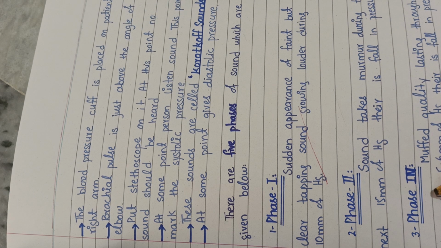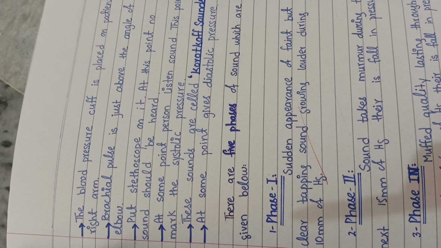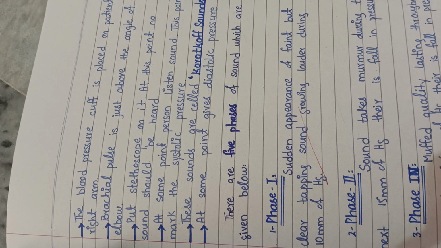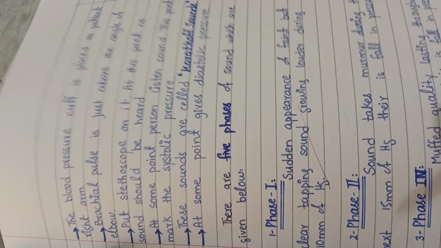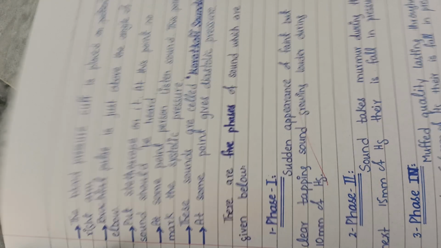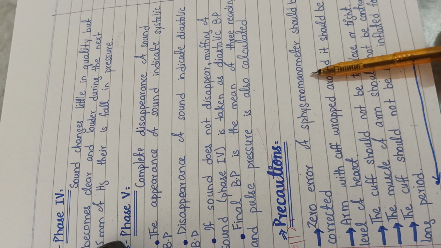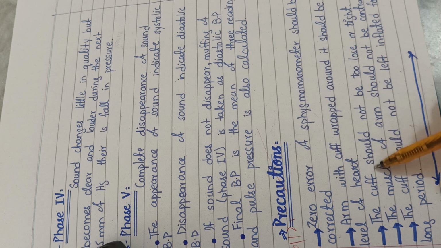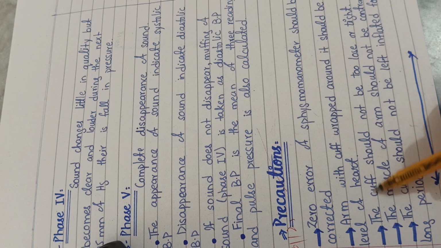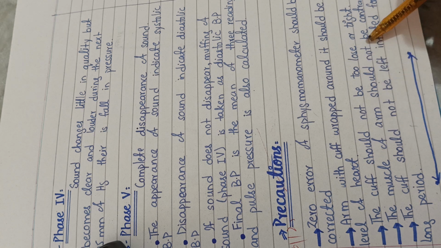In phase 3, when you hear a loud sound, this detects your systolic blood pressure, and in the last fifth phase, when you hear complete silence, this gives your diastolic blood pressure value. There are some precautions. For example, you should check for zero error. You should not pack your cuff too tightly, and the muscle of the arm should not be contracted. So these are some precautions.